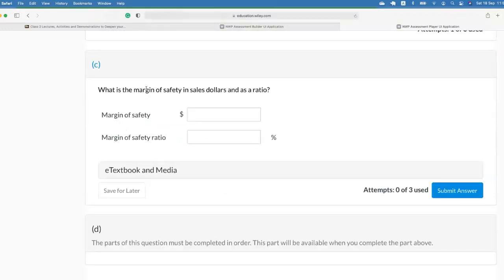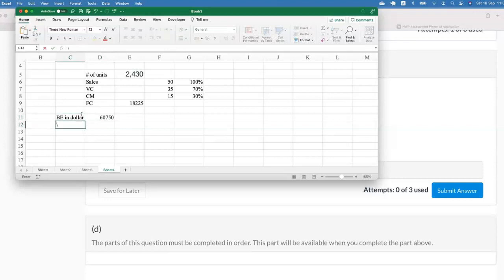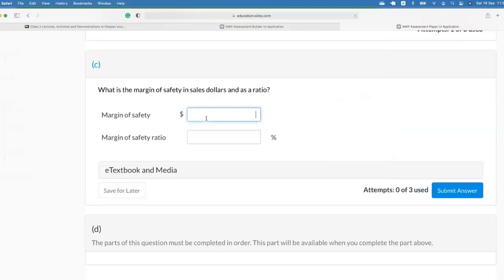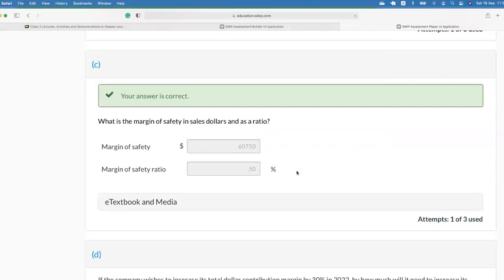Okay. And what is the margin of safety in sales dollars and as a ratio? So this is break-even in dollars. The margin of safety in dollars is the sales minus the break-even. You don't have the total sales yet. Yes, so the total sales is this one times the quantity. So it's the total sales minus the break-even, and that's your dollar value, and then you take the ratio. The ratio is this one divided by the total sales. Right, 50%. 60,750, and here it's 50%. This is a good ratio. Very good, Hisham. Very, very good.